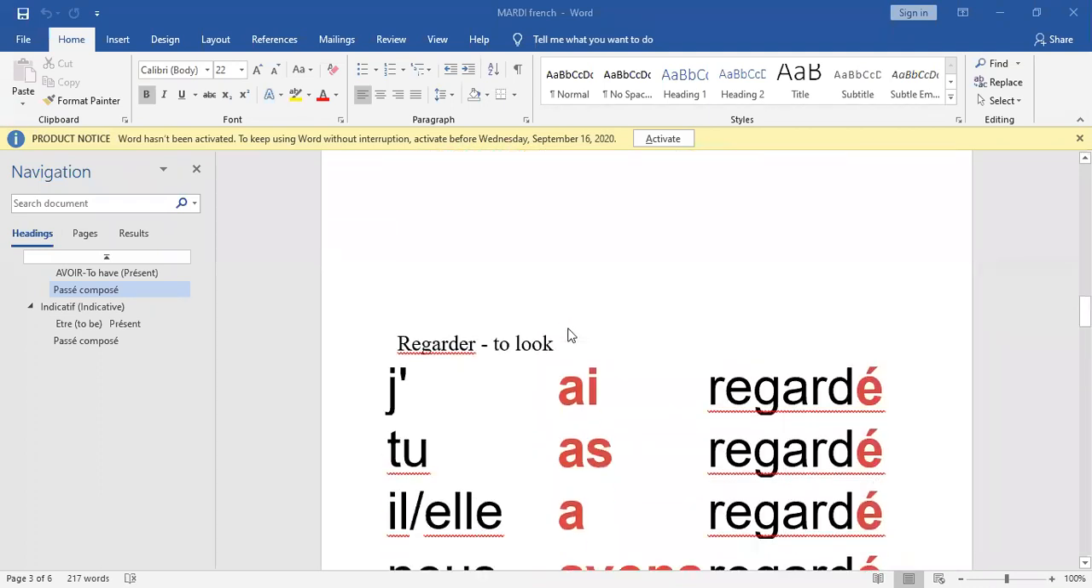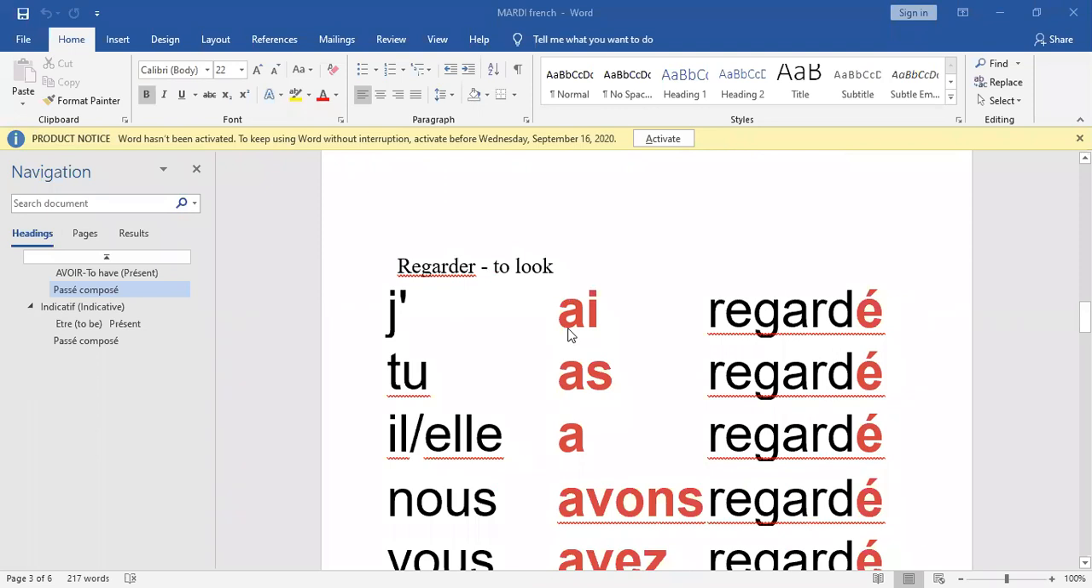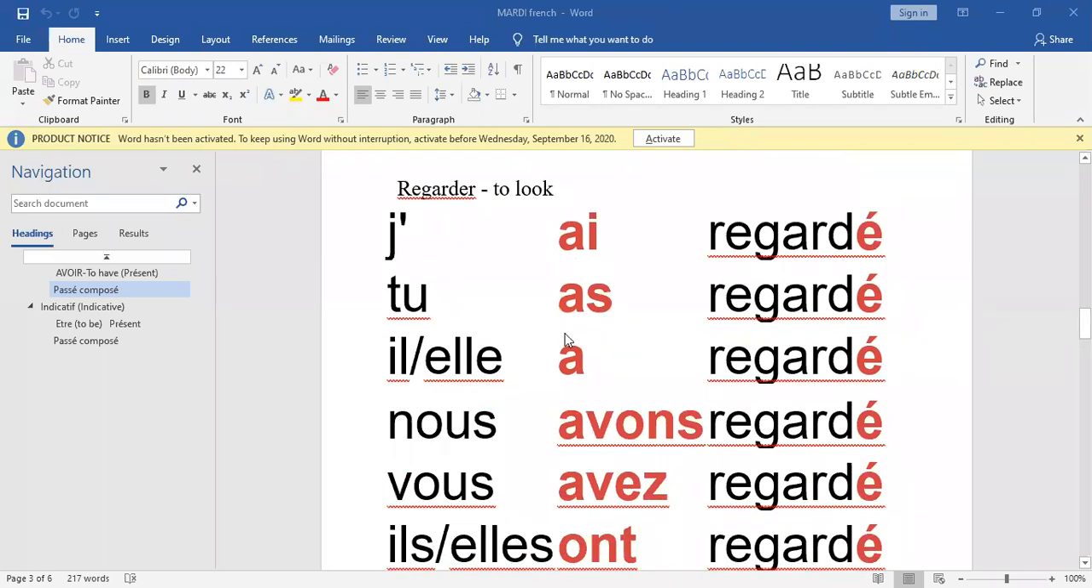And our next verb here is the verb regarder. Regarder means to look. And for you to conjugate it into the past, remember, it's a regular ER verb. What do you do? Remove R. And add accent aigu on top of your letter E.